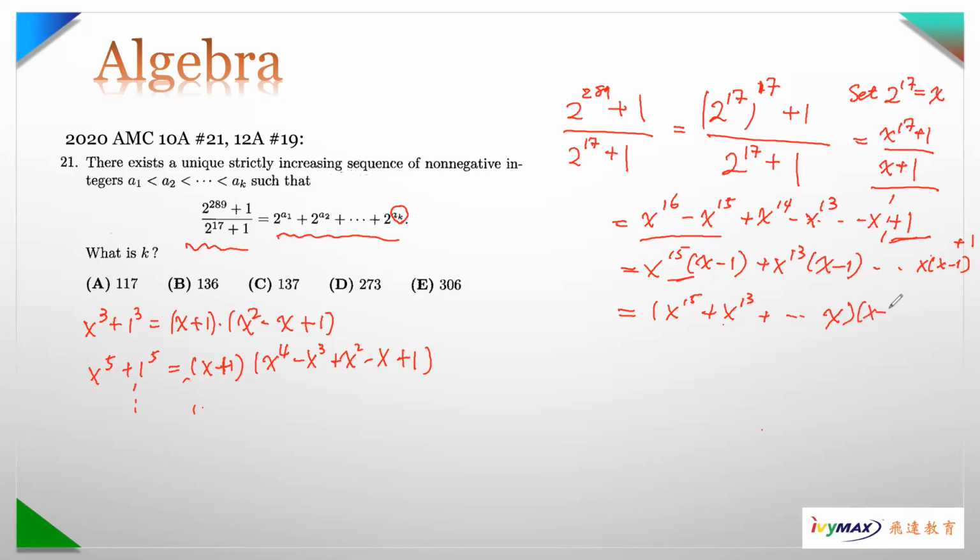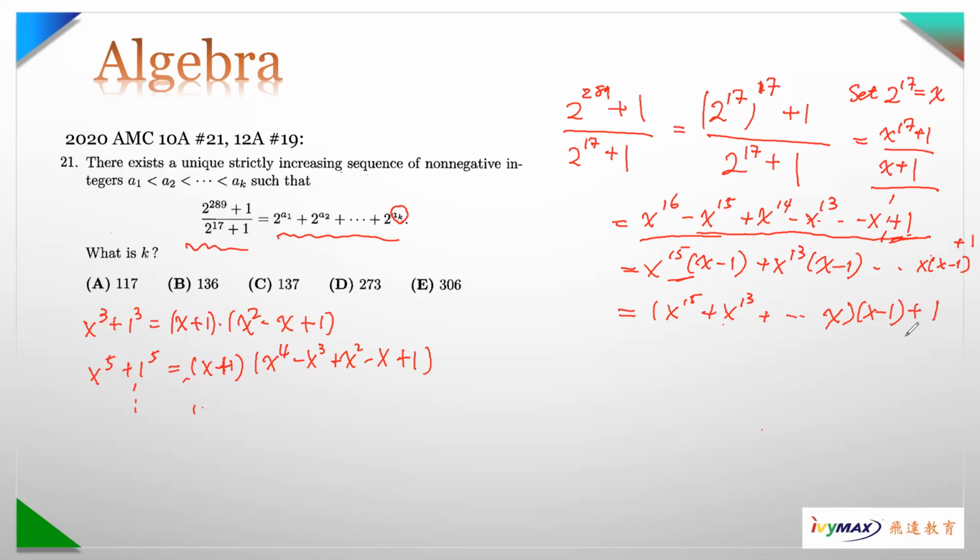Okay. You can see that in this line, the last term is plus 1 without including plus 1. So I only stop at minus x. So I need to plus the 1 at the end.